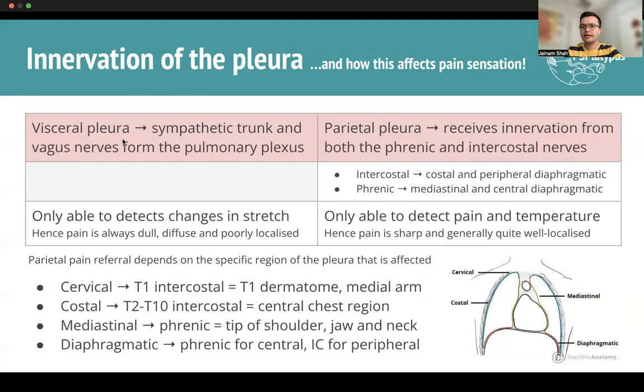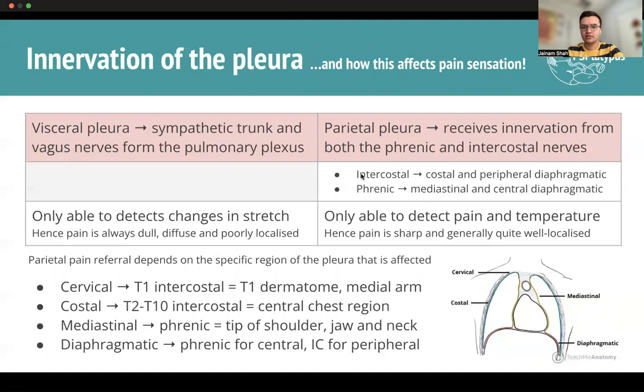So if I have pain or if I have some sort of damage on the visceral pleura, that pain is going to be really non-specific. We call it dull, diffuse, poorly localized. So I'm not really going to be able to tell exactly where that pathology lies if the patient were to describe it to me. For the parietal pleura, however, you've got the phrenic and intercostal nerves, more like the somatic nerves.